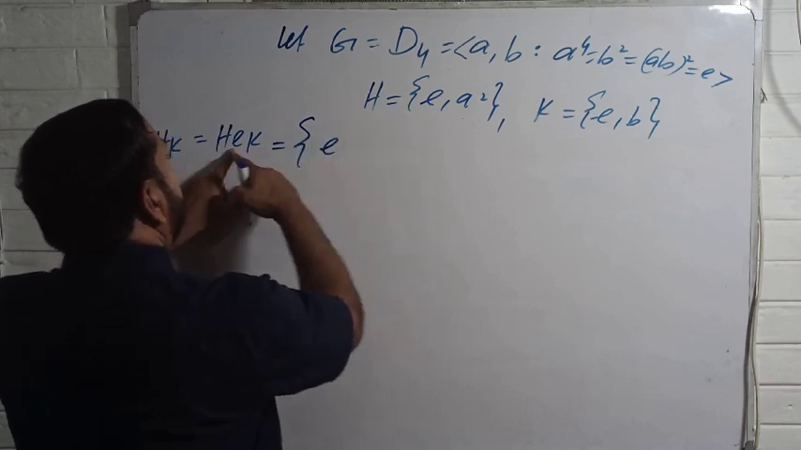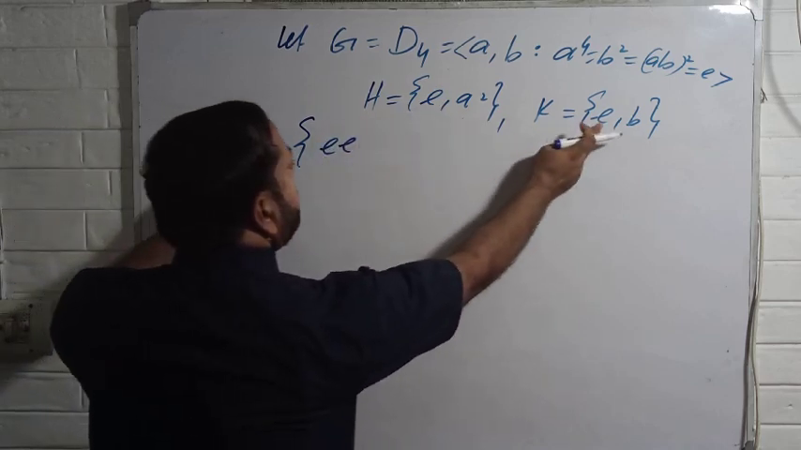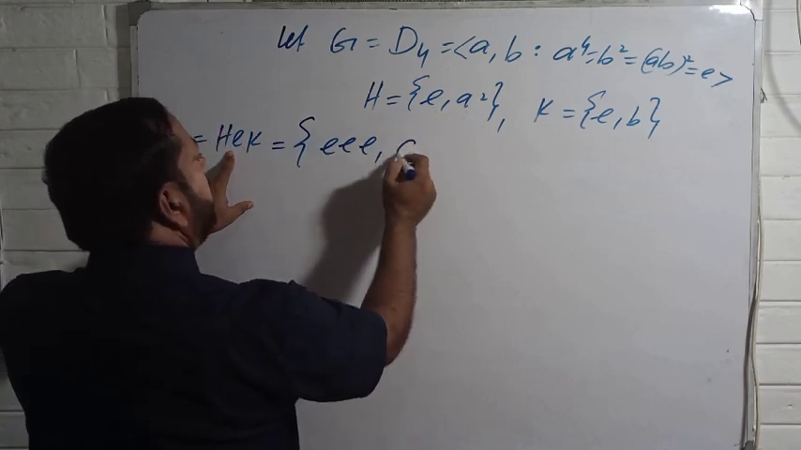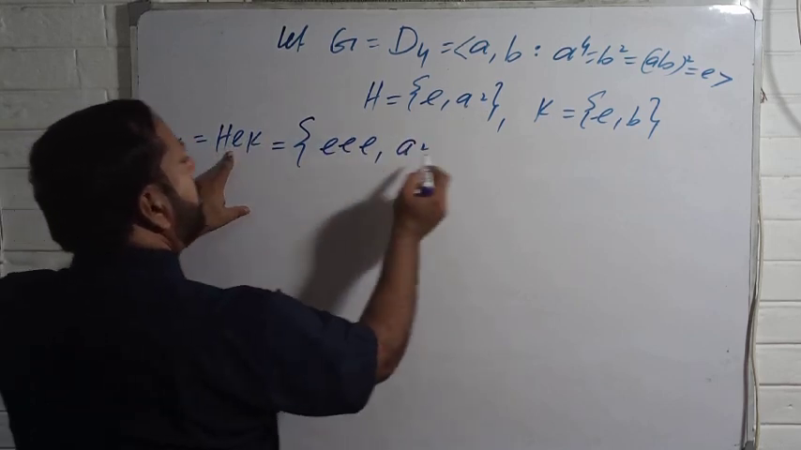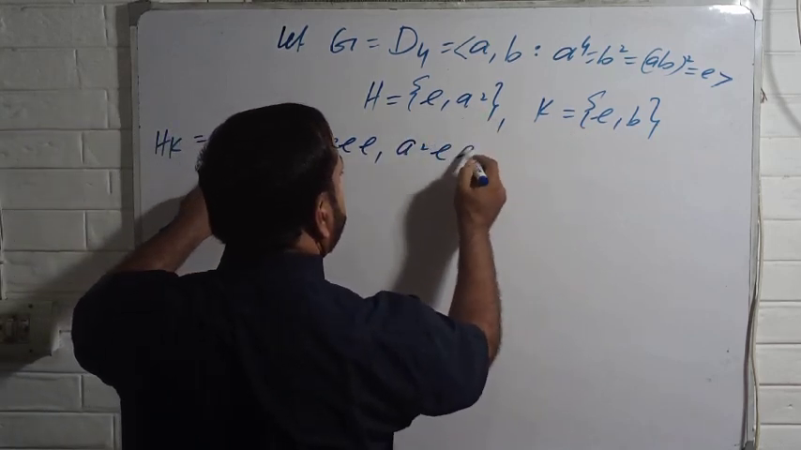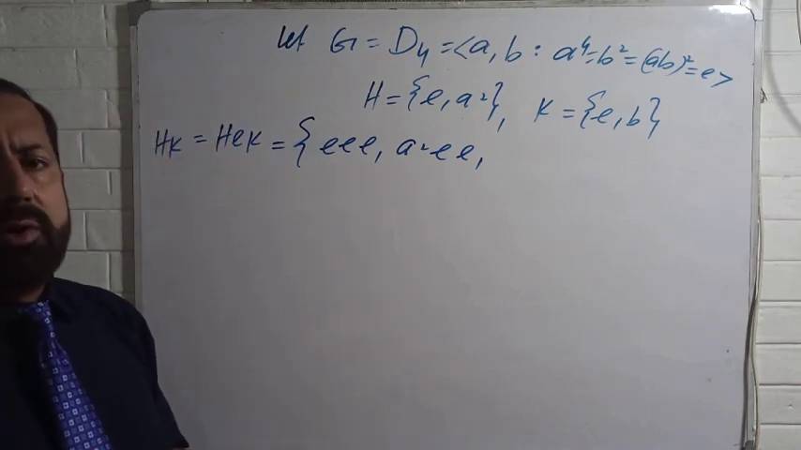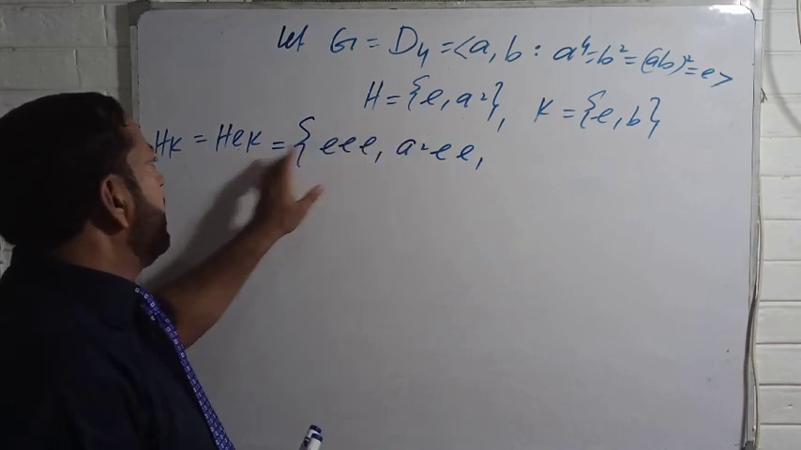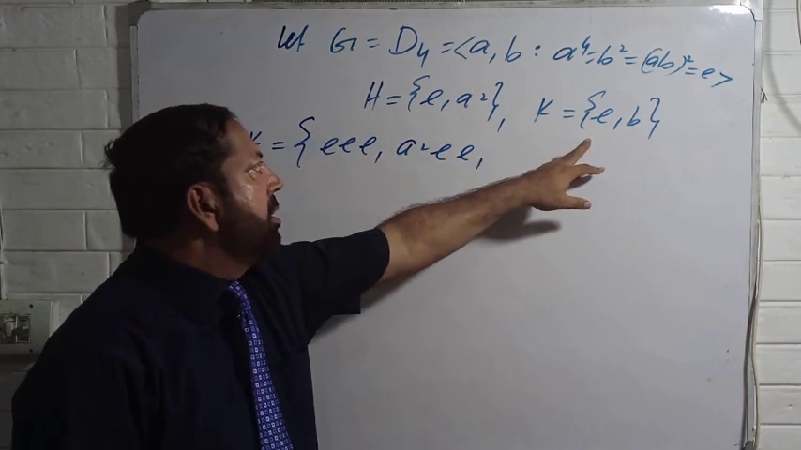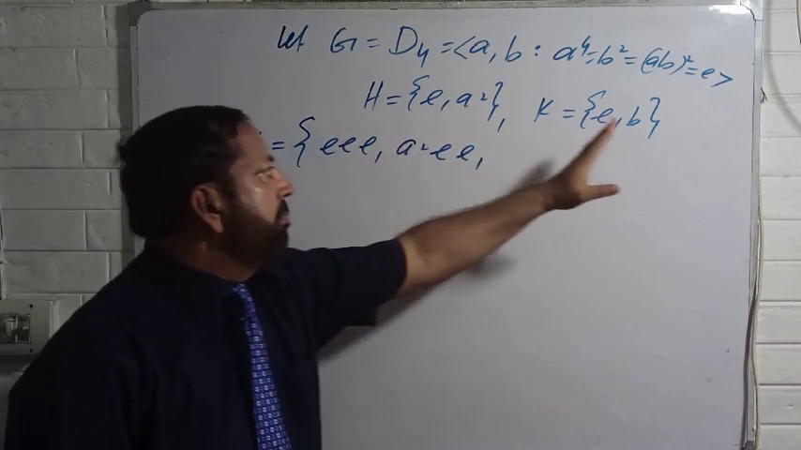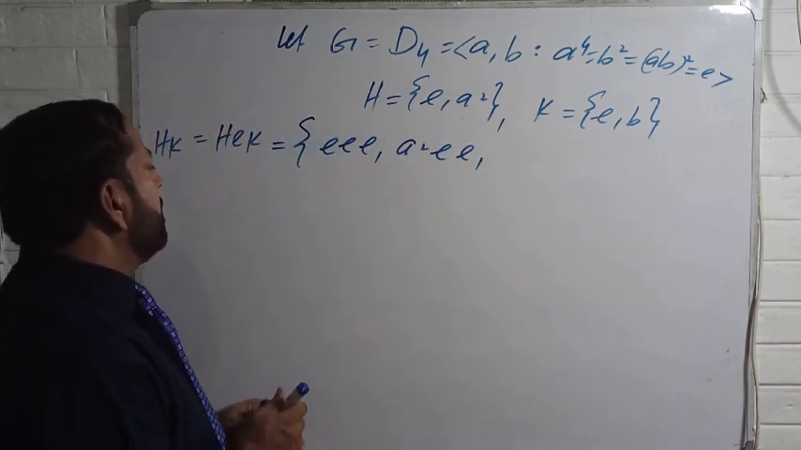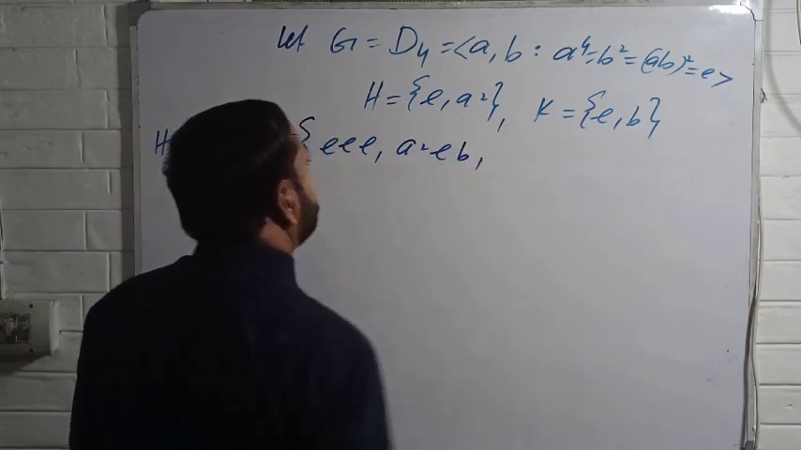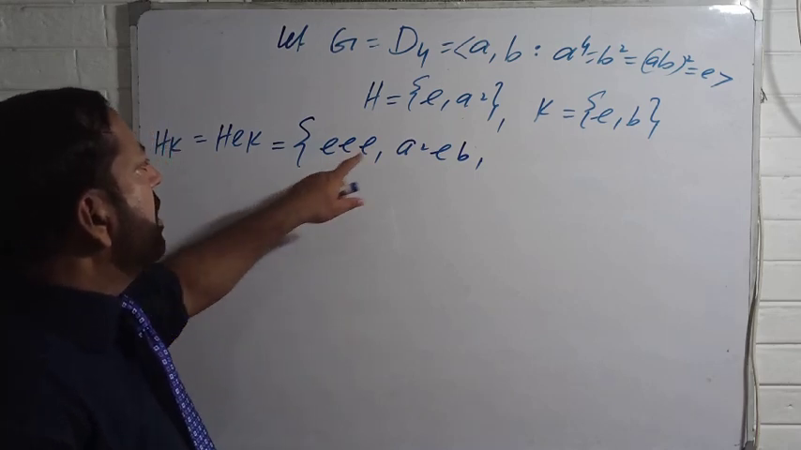E, then E, then E, similarly E and A square, then E, and then E. You are taking one element from H, with the fixed element, and one element from K: E, E, E, then A square E, B. A square E, this is your B. We have written both the elements.